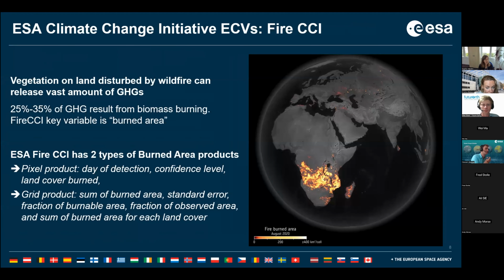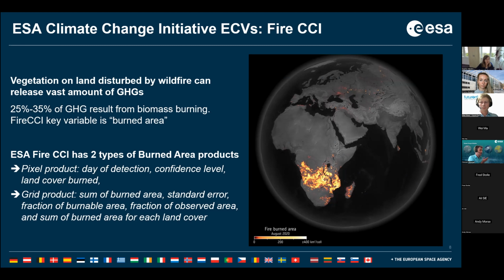We also have a focus on fire, and that's because vegetation on land, when disturbed by wildfire, has the potential to release significant greenhouse gas and particulate matter into the atmosphere. This information can also be useful in the context of epidemiological studies. It is estimated that about 25 to 35% of greenhouse gas results from biomass burning, and therefore it is considered an important factor in climate change.